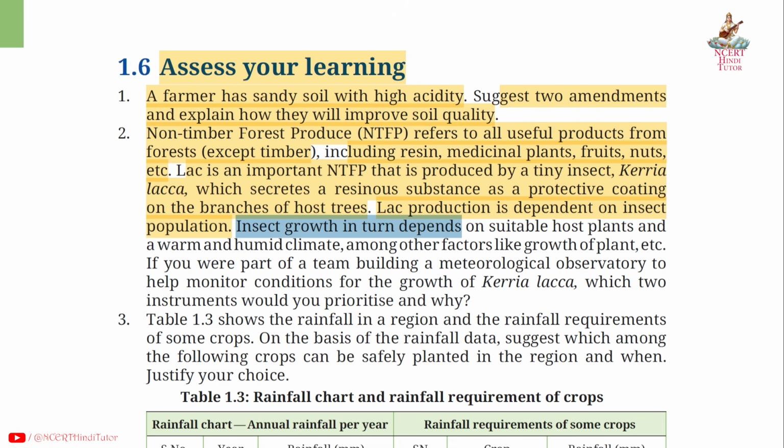Insect growth in turn depends on suitable host plants and a warm and humid climate, among other factors like growth of plant, etc. If you were part of a team building a meteorological observatory to help monitor conditions for the growth of Kerria lacca, which two instruments would you prioritize and why?